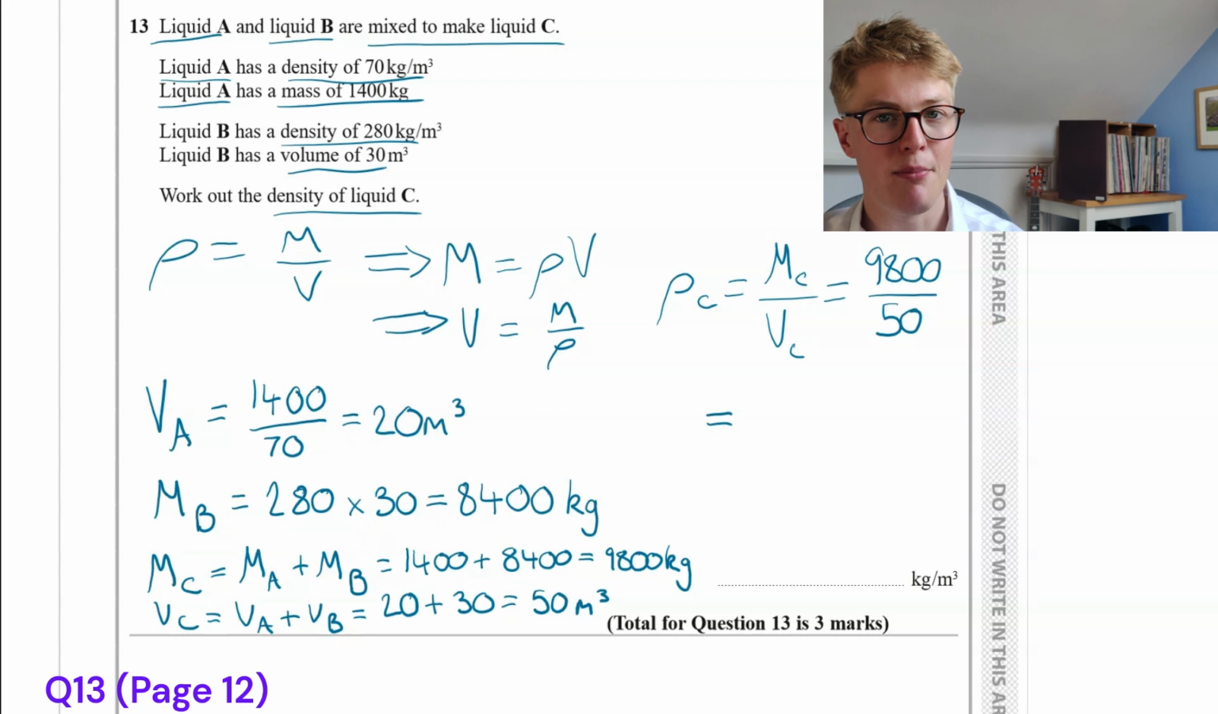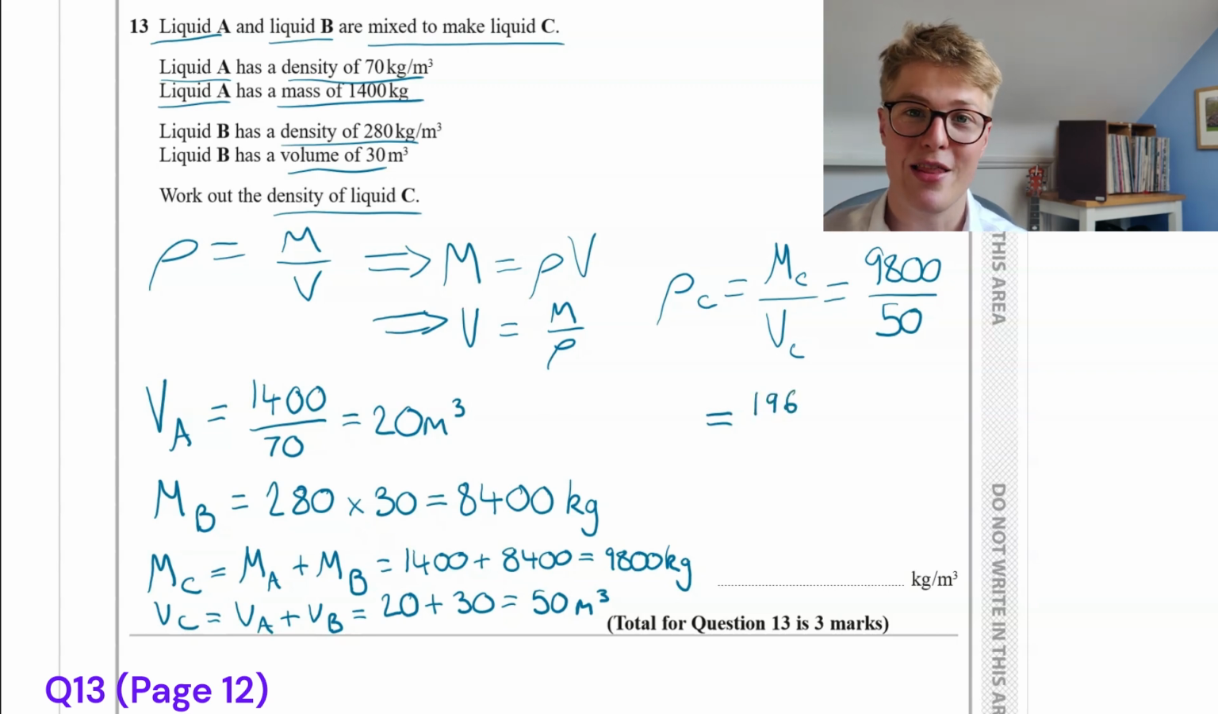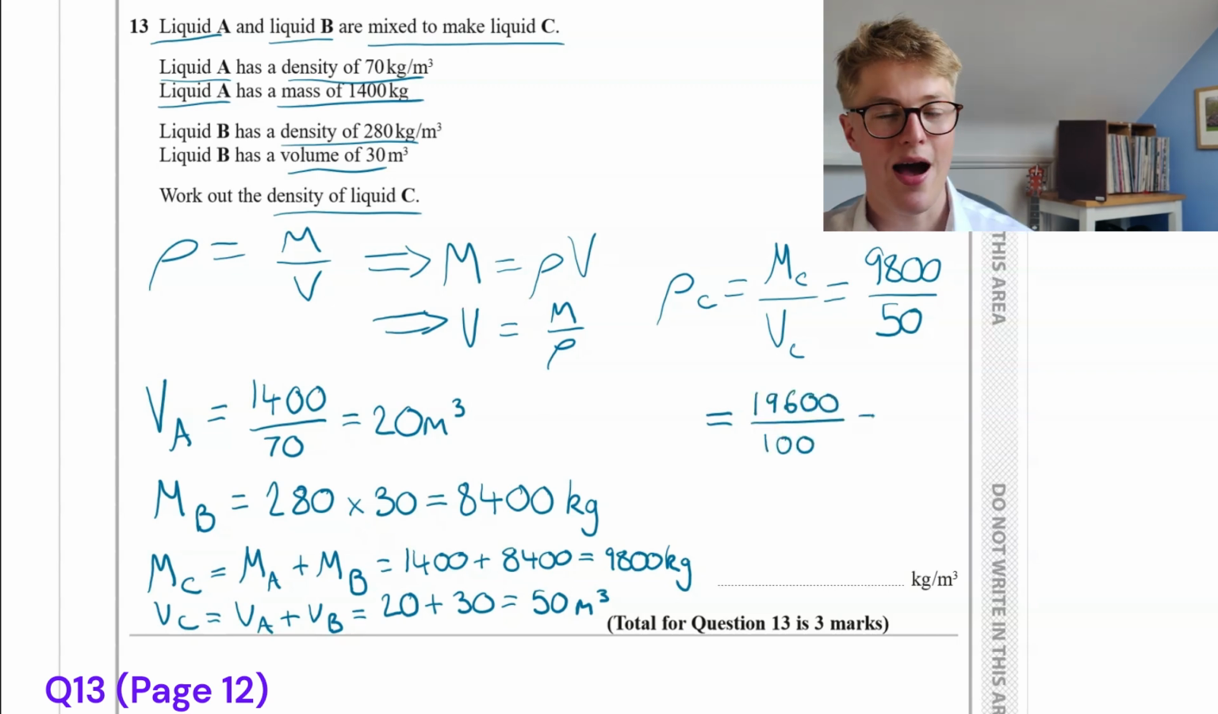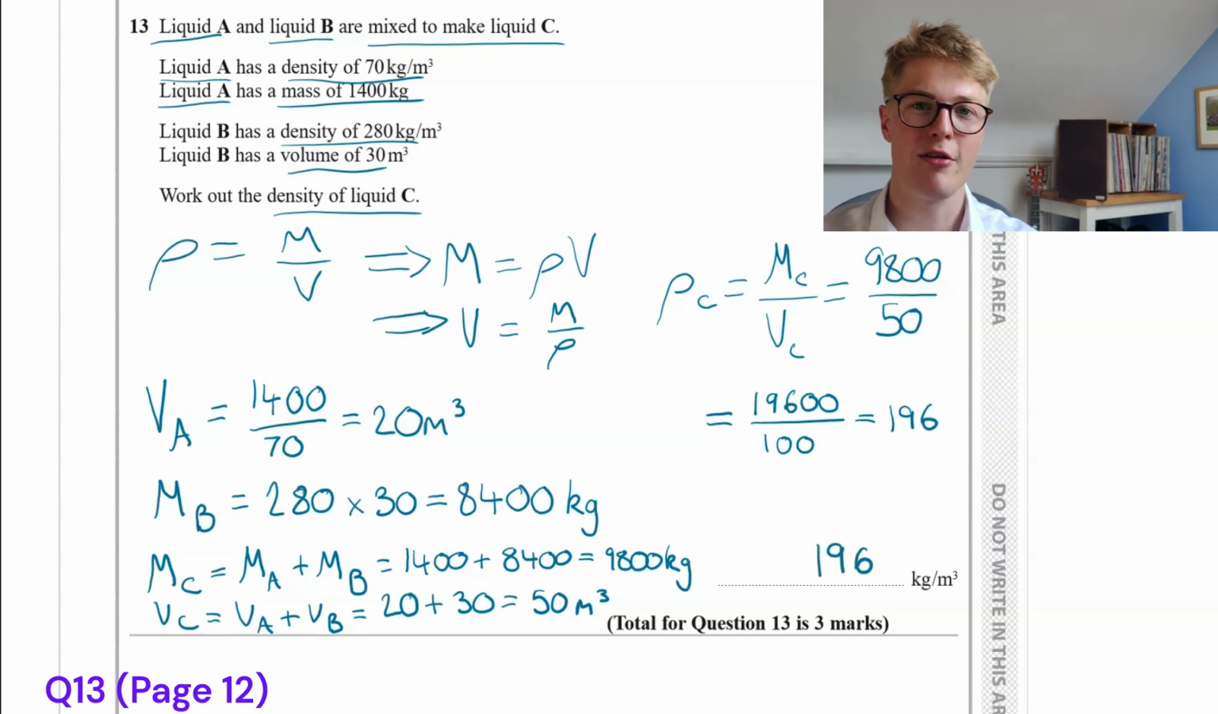If we multiply the top and bottom by 2, we end up with 19,600 over 100, and then we can just divide the top by 100 and we end up with 196 as our final answer.